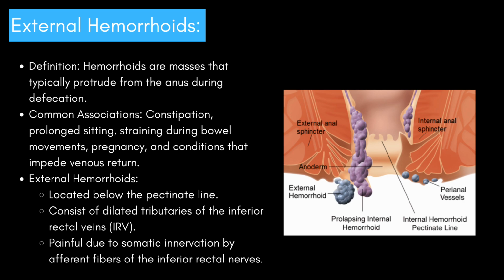Let's start off by taking a look at external hemorrhoids. Definition. Hemorrhoids are masses that typically protrude from the anus during defecation. Common associations: constipation, prolonged sitting, straining during bowel movements, pregnancy, and conditions that impede venous return. External hemorrhoids, located below the pectinate line, consist of dilated tributaries of the inferior rectal veins, IRV, painful due to somatic innervation by afferent fibers of the inferior rectal nerves.